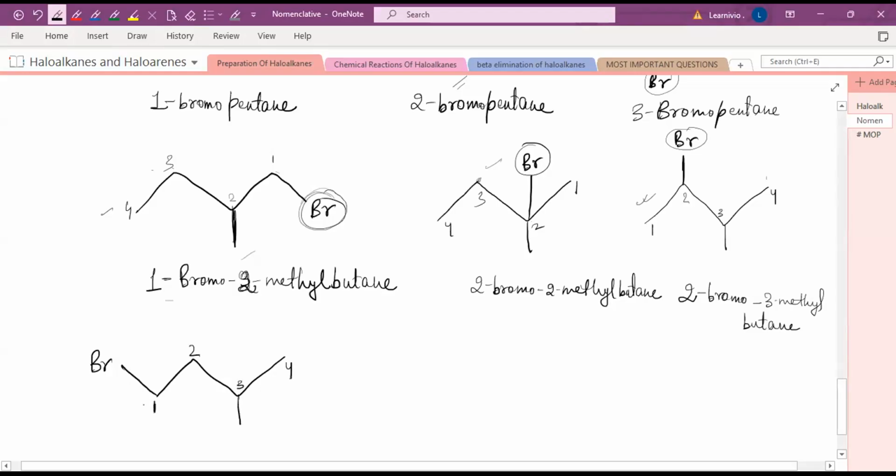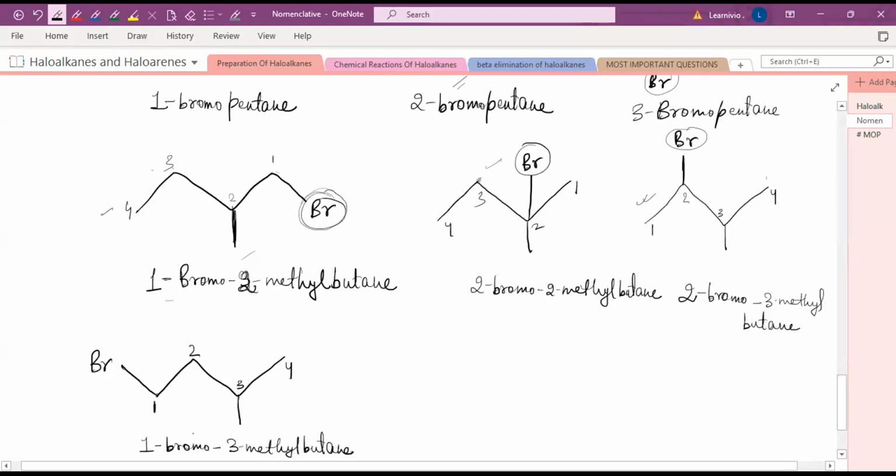1, 2, 3, and 4. Okay. So we will start the numbering from this carbon. So what's the name of this? So it's 1 bromo. Right, on the third position, there is a methyl group. So 3 methyl and it's butane. Right.